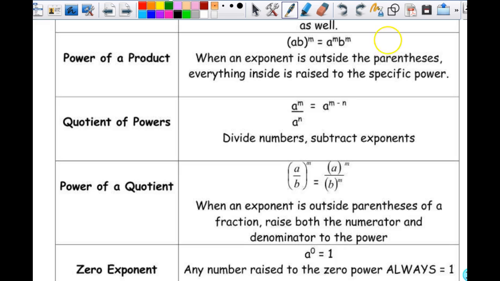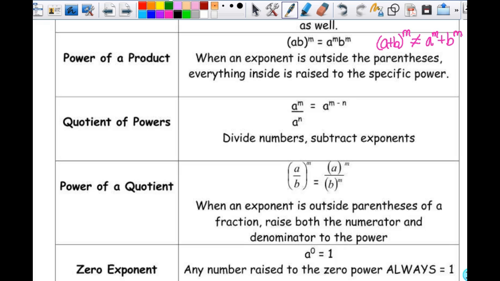So maybe we write that up. A plus B to the M power does not equal A to the M plus B to the M. That's a very common mistake. So those things are not equal. Okay, all right, quotient of power.